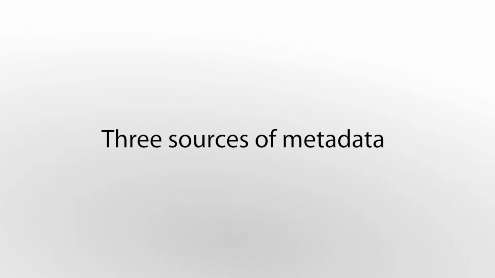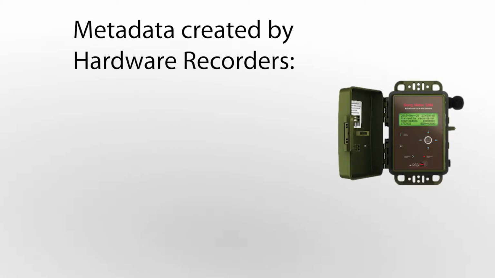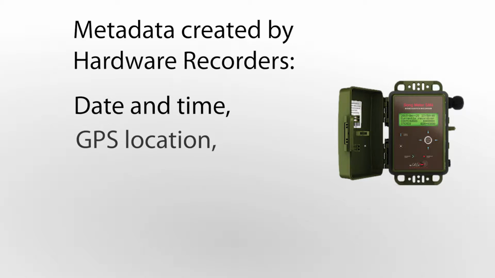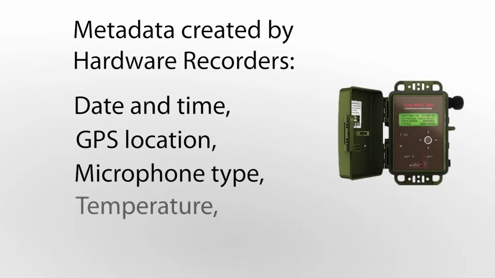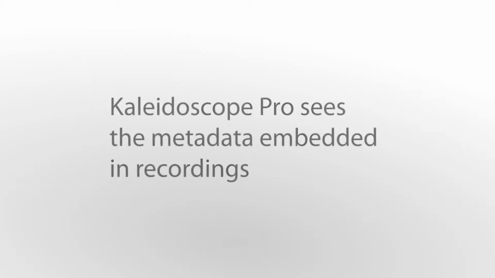There are actually three sources of metadata when working with Kaleidoscope Pro. When a recorder creates a digital file, that file contains not only the recording, but also information about the recording. The recording device can embed information such as the date and time of the recording, GPS location, and information such as the microphone type, temperature, recorder settings, and so on. When audio files are examined by Kaleidoscope Pro, the metadata is also part of that input.